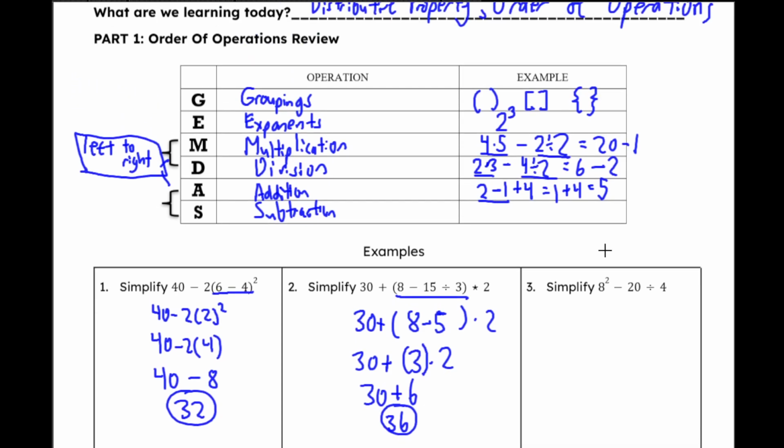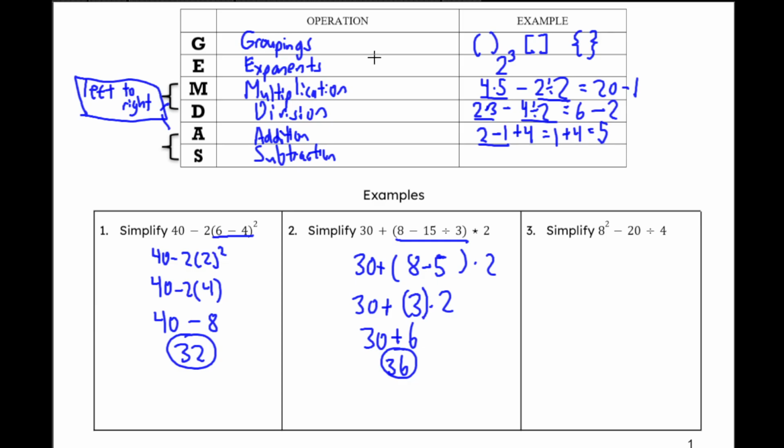This next one here, we don't see any groupings, but we do see exponents. The 8 squared. 8 squared is 8 times 8, which is 64, minus 20 divided by 4. So remember, now we do the division first before we do the subtraction. So it's 64 minus 20 divided by 4, that's 5. 64 minus 5, that is 59. So what I want you to do now is pause the video, go to the top of the next page, and try some of those examples on your own.